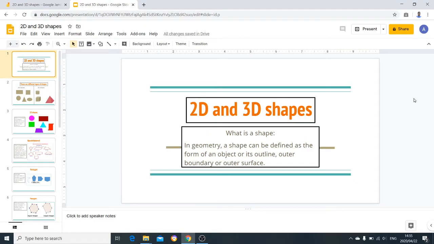Welcome to Mathapedia. Today we will be looking at 2D and 3D shapes. What is a shape, you may be wondering? Here's the definition. In geometry, a shape can be defined as the form of an object or its outline, basically the outer boundary or the outer surface of a shape.